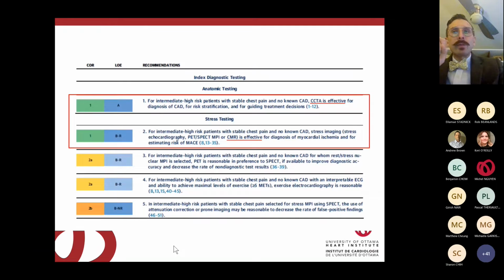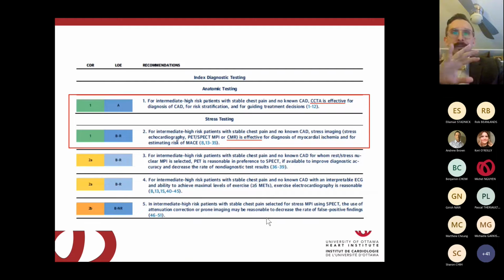And some key takeaway points from the stable algorithms. For intermediate to high-risk patients with stable chest pain without known CAD, cardiac CT is effective for the diagnosis of CAD, for risk stratification, and for guiding treatment decisions. For these patients, there's also a Class 1 recommendation for functional testing, including, which is new, stress CMR.